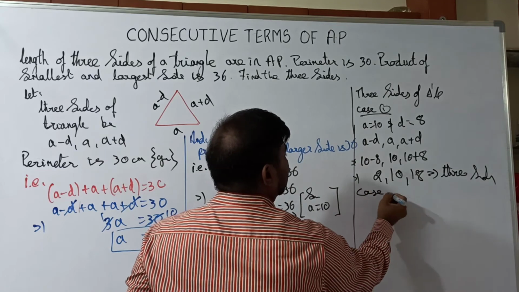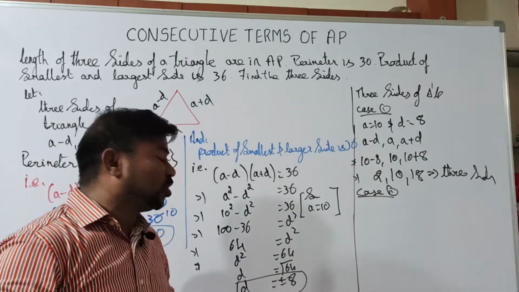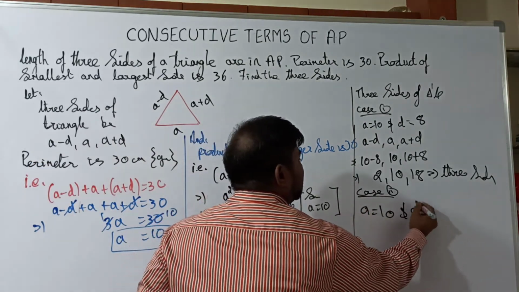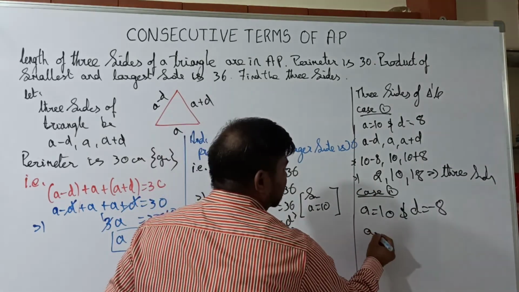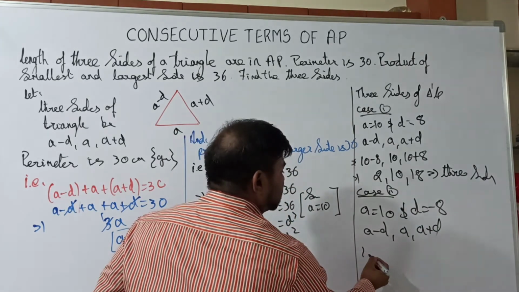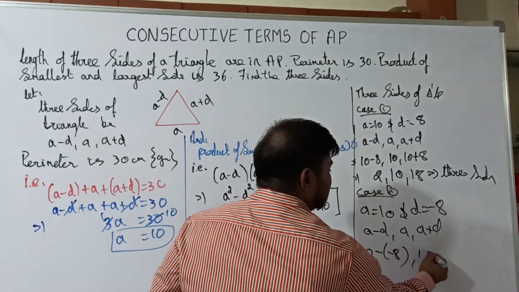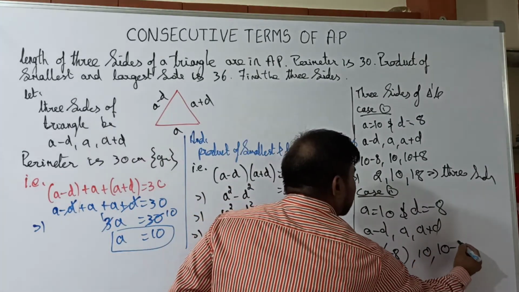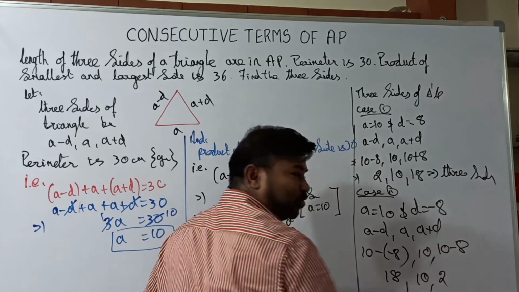Now let us go for case 2. What is that? When A is equal to 10 and D is equal to how much? Minus 8. So A is equal to 10 and D equals minus 8. Let's get back to case 2. The same sides, A minus D, A and A plus D. So what is A minus D? 10 minus of minus 8 is the first side. Yes, 10 is the second side. And the third one, what is that? 10 minus 8. If you check it out, 18, 10 and again 2.